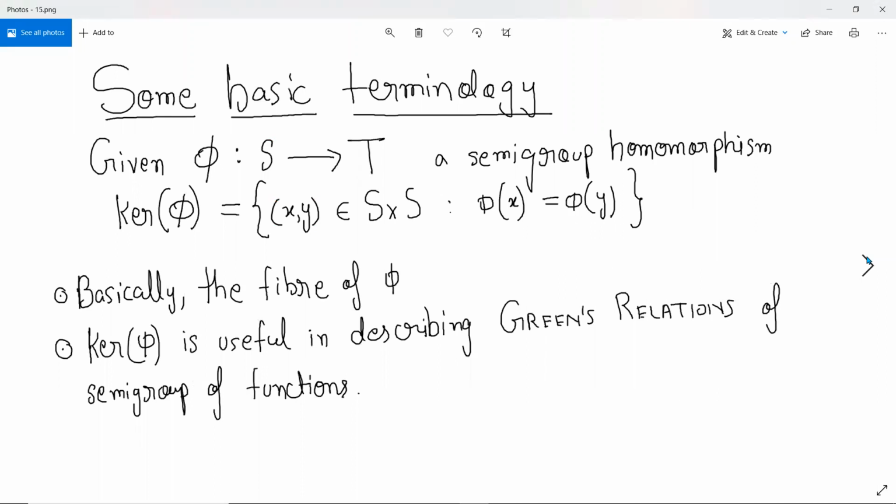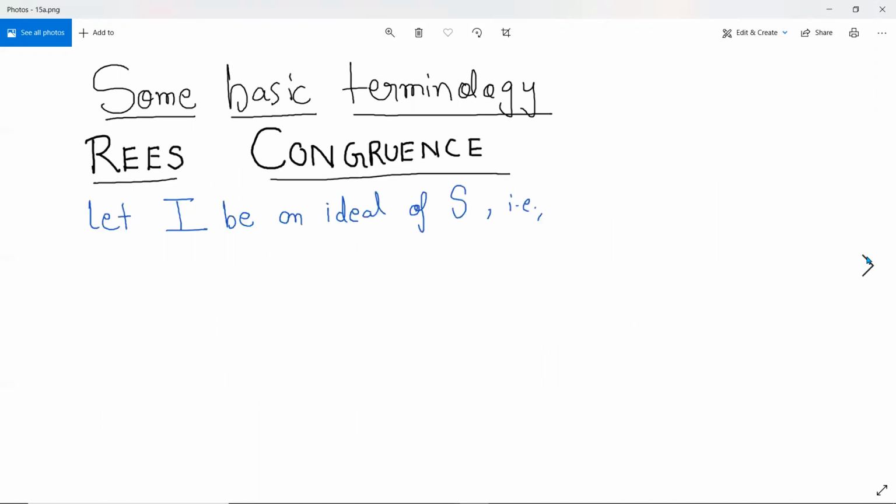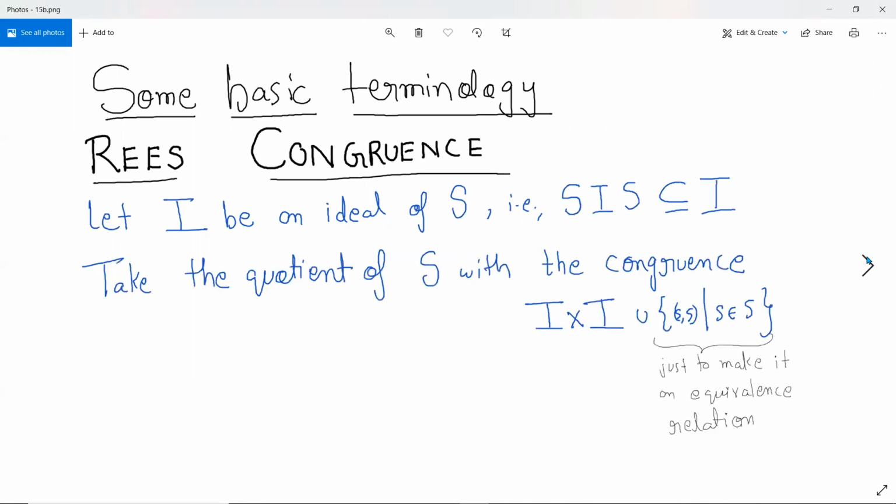As I already mentioned, it will be useful for describing the Green's relations of semigroups of functions and sub-semigroups of them and so on. We know what a congruence is, but there is a special kind of congruence, which is basically quotienting a semigroup by an ideal. So we can start with an ideal. We know what an ideal is.